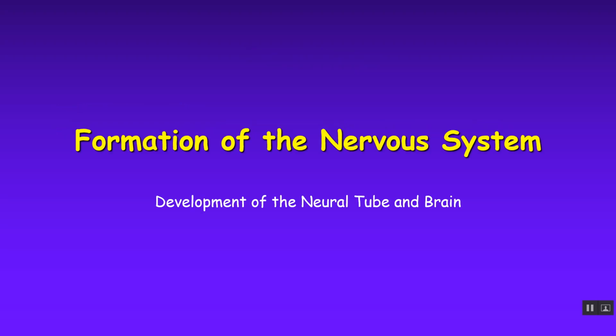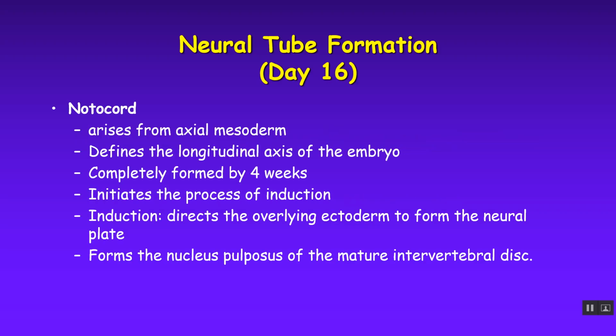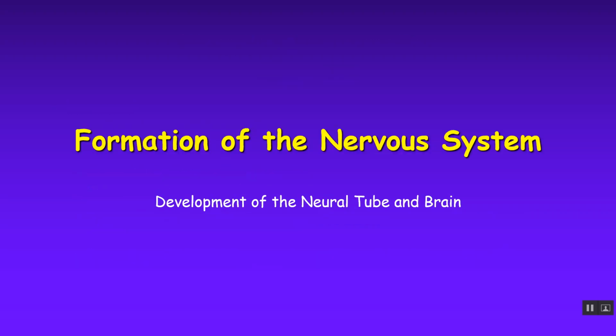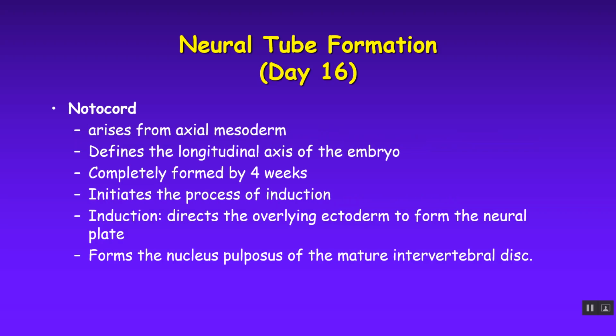So let's talk specifically about the formation of the nervous system throughout this process. We're going to first start with just the development of the neural tube and brain. So, neural tube formation: day 16 is when you initially get this differentiation of some of the cells in the mesoderm that are called the notochord. It arises from the axial mesoderm.